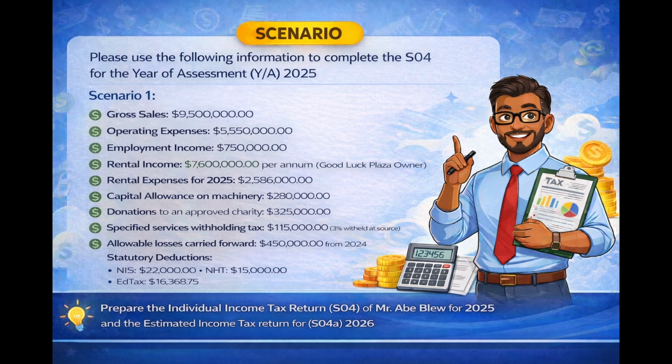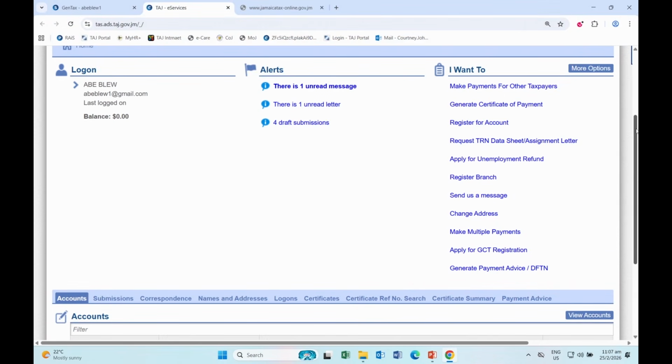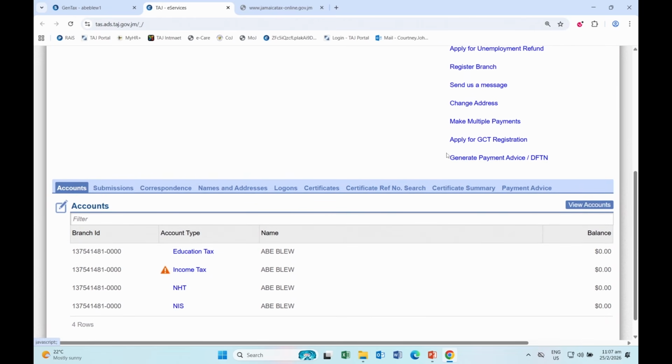So we're seeing the scenario. Mr. A Blue, happy guy. All right. So I'm on his account, and we're going to be filing the S04 for 2025. Now, when you scroll to the lower part of the screen, you'll notice the 4 tax types that would be applicable for any person who is self-employed. The return, however, is filed from the income tax link. So if you go to education tax, you'll not have an option to file, or NHT or NIS for that. So we're going to go to the income tax link.